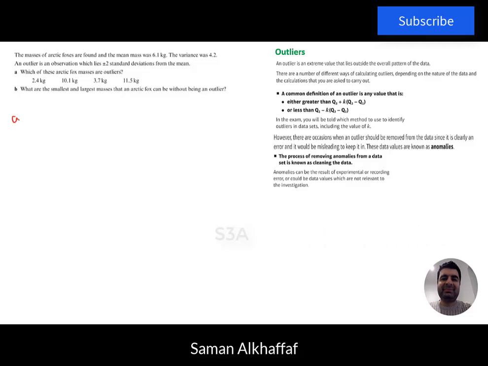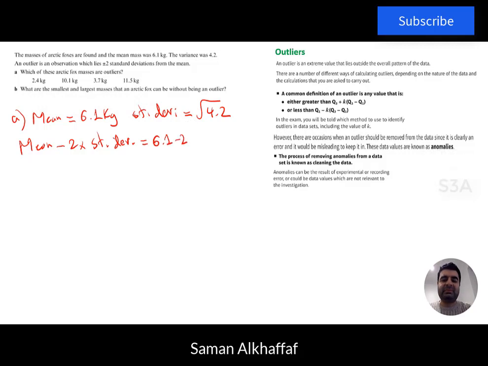So we start with finding, we know the mean is equal to 6.1 kilograms, and we also have the standard deviation equal to the square root of 4.2. So we have the mean taken away 2 multiplied by the standard deviation, which will give us 6.1 minus 2 multiplied by root of 4.2, which will give us 2.00. So this will be for the negative term.